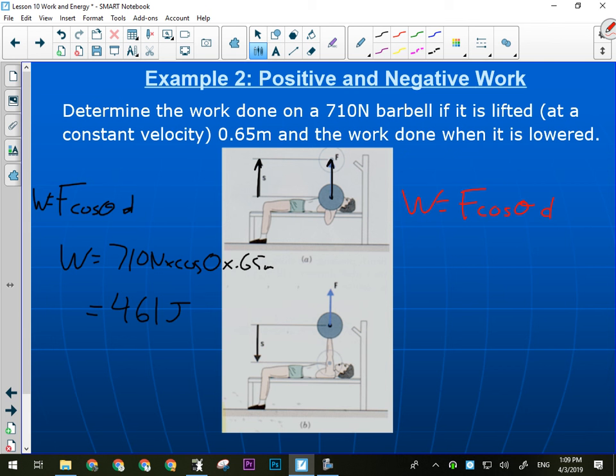Nope, my force is still up. To lower this barbell, I still exert a force upwards. Right, the angle will be 180. See, now the direction is opposite the direction of the force. It's 180 degrees. What's the cos of 180? -1. Right? So now when I go F times the cos of 180, I get force times -1 times 0.65. And now I get this same number, but now it's negative.